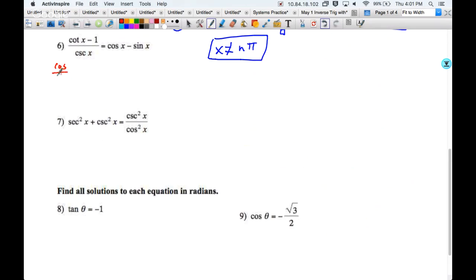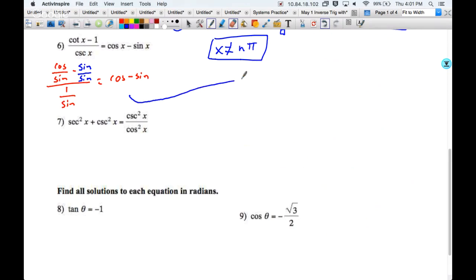Cotangent becomes cosine over sine. Minus 1 over cosecant is going to become 1 over sine. Equals, I can just leave this as cosine minus sine. All right. To simplify this fraction, I've got to combine the top first, but this is just a 1. Why don't I replace that with something equivalent to 1 that has a common denominator with sine over here? I'm going to replace that 1 with a sine over sine, which is equivalent to 1.